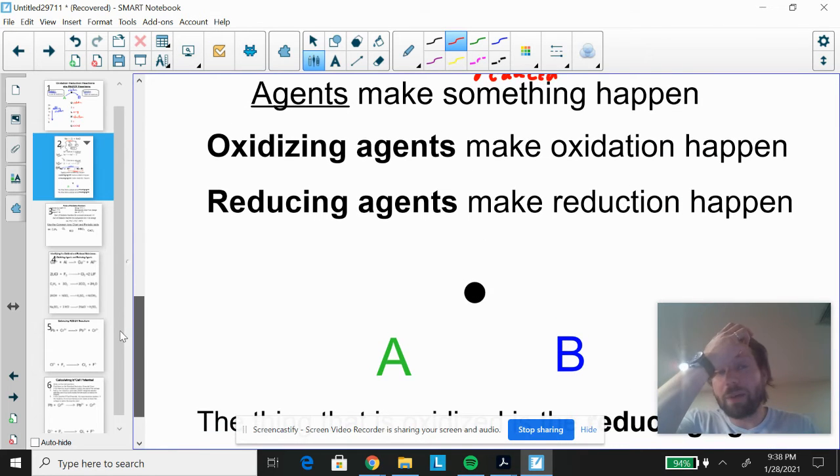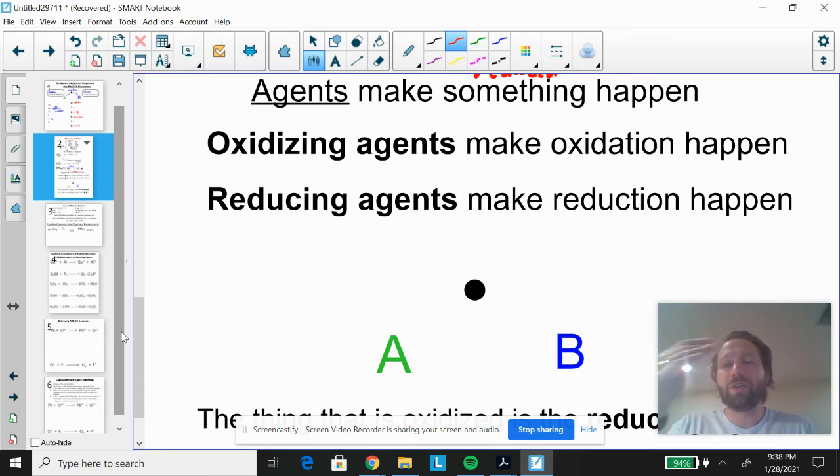So the reason why I recapped is because it's a good segue into something called agents: oxidizing agents and reducing agents. In this video, I really want to focus on this concept, that there are agents as well. An agent is just a term we use for a substance that makes something happen. So in the case of an oxidizing agent, it makes oxidation happen. And in the case of a reducing agent, it makes reduction happen.